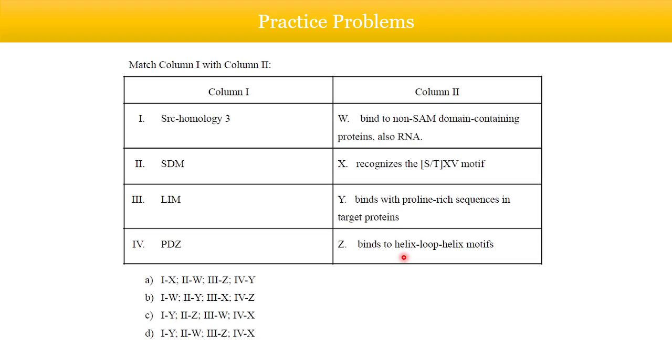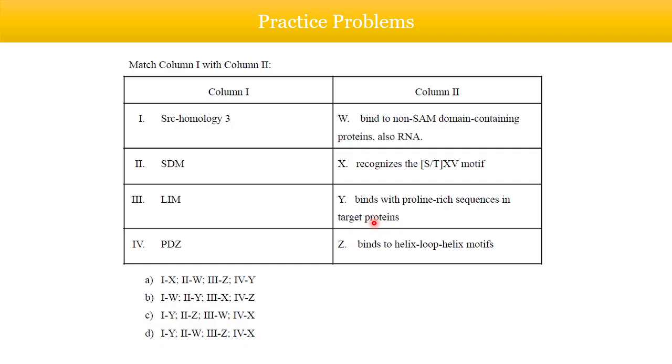The next one is a match the following, where you have SH3, SAM, LIM, and PDZ. You have to match them using the following ones. So let's do it then. SRC homology 3, that is SH3, binds to proline rich sequences in target proteins. So it can be like C or D.